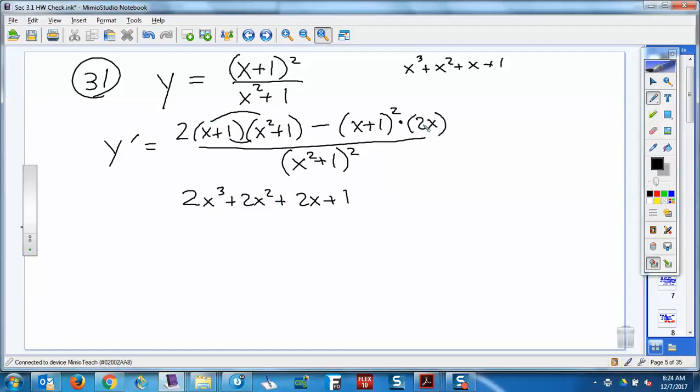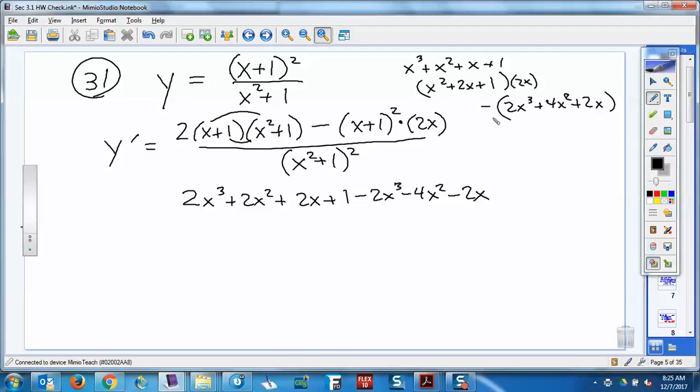Here, I'm going to have to FOIL that, so that's x squared plus 2x plus 1, and then I distribute a 2x to that, so it's going to be 2x cubed plus 4x squared plus 2x. I think I did that right. And then that's all going to have a minus in front of it, so they're all going to turn negative: negative 2x cubed, negative 4x squared, and negative 2x.